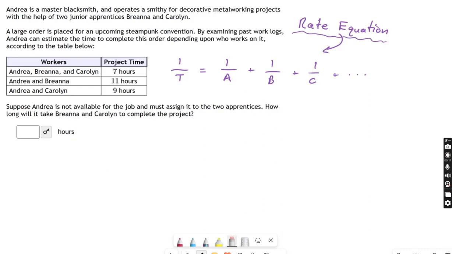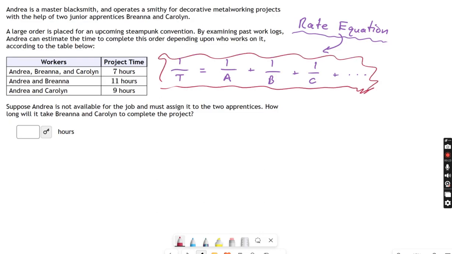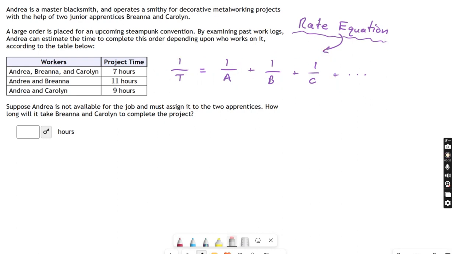So what I want to remind you of, first of all, is we all have to remember this rate equation. This guy right here, it tells us how to find the total time if you have a bunch of workers A, B, and C, which in this case is Andrea, Brianna, and Carolyn. So I know those times sort of from this table over here.